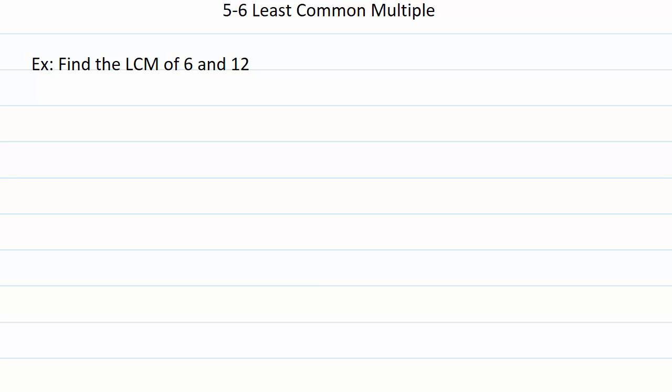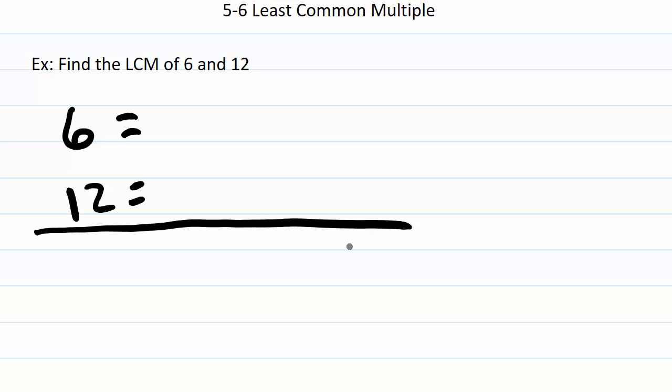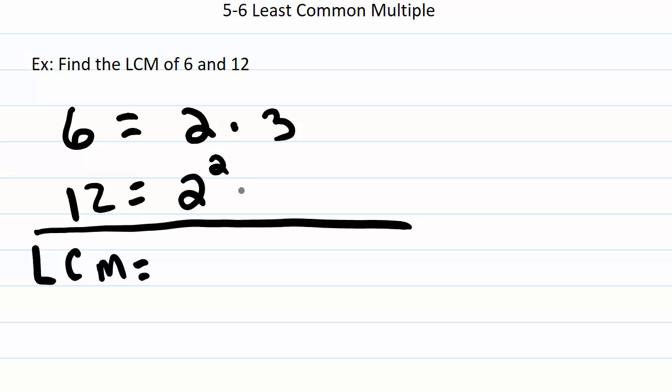Find the LCM of 6 and 12. So the first thing I'm going to do is find the prime factorization of 6 and the prime factorization of 12, and I'm going to line up the factors and then find my LCM. So what are the factors of 6? Well, 6 is 2 times 3. 12, well, 12 is 4 times 3. 4 is 2 times 2, and then times 3. So it is 2 factors of 2 times 1 factor of 3.